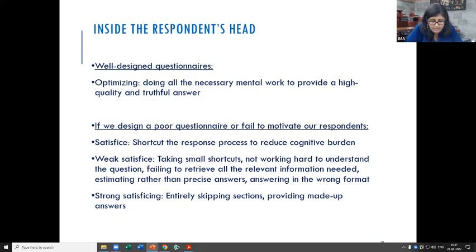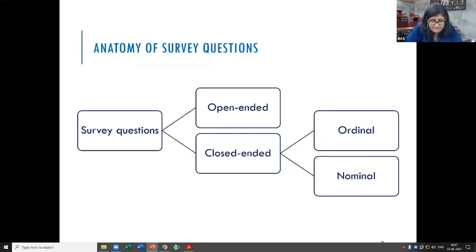Okay, I'll skip this slide. Now, anatomy of survey questions, and this comes from surveys that ask the same kind of questions over and over again, where you choose 1 to 5, 1 to 5, 1 to 5. Those are boring. You can ask open-ended survey questions, or you can ask closed-ended survey questions. Within closed-ended, the questions could be ordinal, questions could be nominal.